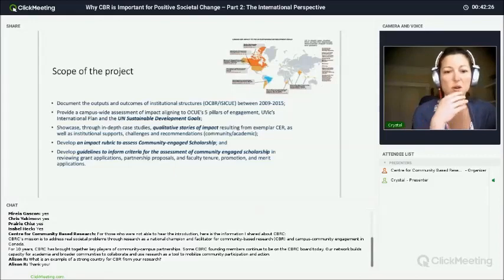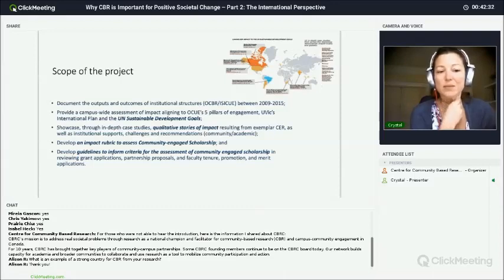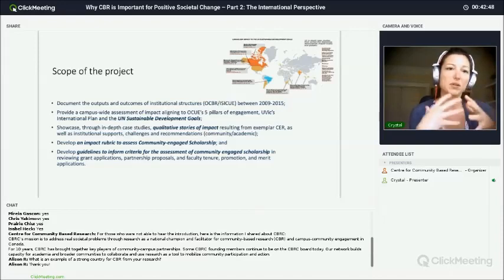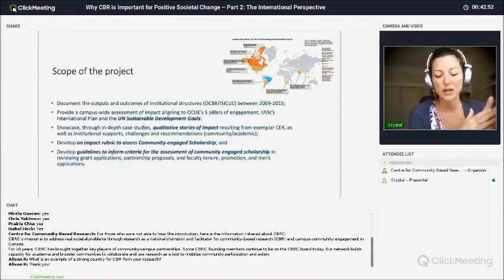So as I mentioned, the scope of that project was really looking at the outcomes, so doing a bit of a theory of change, outputs, outcomes of those institutional structures. We also wanted to look at how the engaged research at UVic is contributing to the United Nations Sustainable Development Goals. So I used that as a framework and was able to have access to our enhanced planning tool data from each of the 92 academic units.